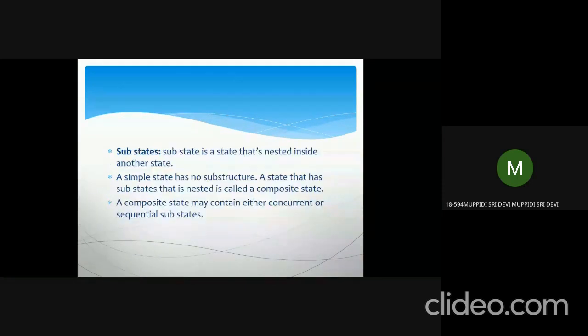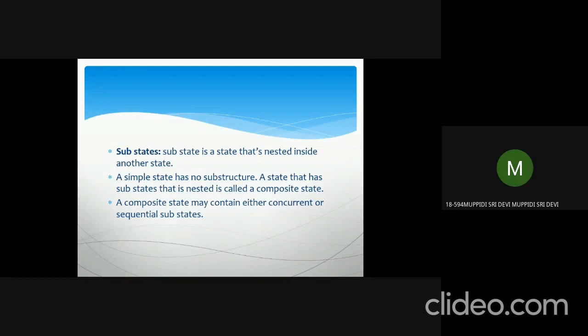So as I told you, substates. There are two types of state. A simple state has no substructure, whereas a composite state has some advanced states, some substates. This composite state, like heating, is again divided into two types of substates: one is concurrent substate and the other is sequential substate. I will explain what is sequential substate and what is concurrent.